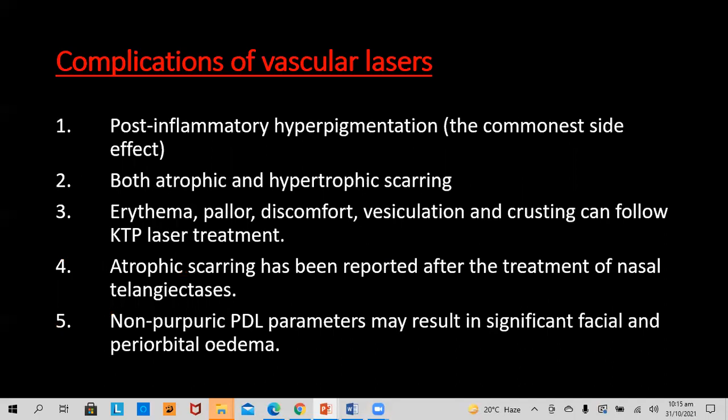These are a few complications of the vascular lasers. Post-inflammatory hyperpigmentation or purpura is the most common side effect. Both atrophic and hypertrophic scarring can occur. Erythema, pallor, discomfort, vesiculation, and crusting can follow KTP laser treatment. Atrophic scarring has been reported in treatment of nasal telangiectasias. Non-purpuric PDL parameters may result in significant facial and periorbital edema.